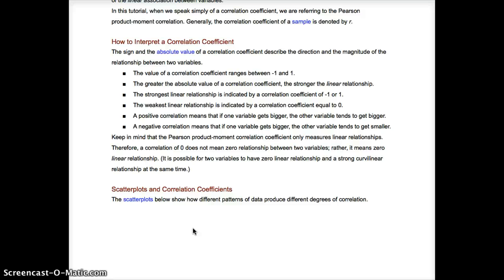If you move in the negative direction from 0 towards -1, that's considered a negative correlation, and as the value gets smaller or closer to -1, the interpretation of that is that as one variable gets bigger, the other variable gets smaller. So this is outlined in the notes, and when you get a correlation coefficient around 0, it just shows you that there's no direct linear relationship between the variables.